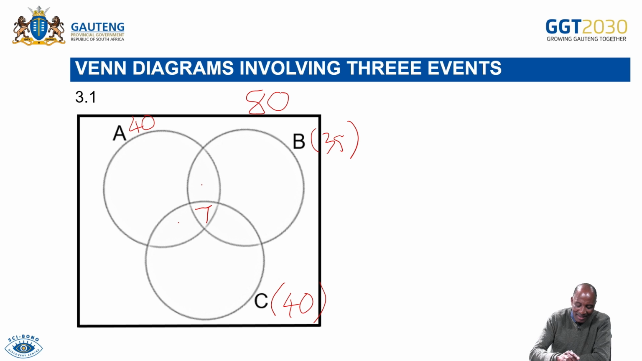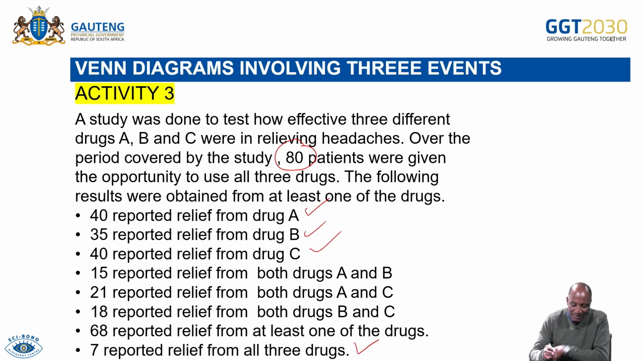So meaning how many were cured by drug A and B. It was mentioned that 15 were cured by drug A and B. Take down that. 15 were cured by drug A and B. 21 by drug A and C. And then 18 by drug B and C. So A and B, they are 15. A and C, they are 21.